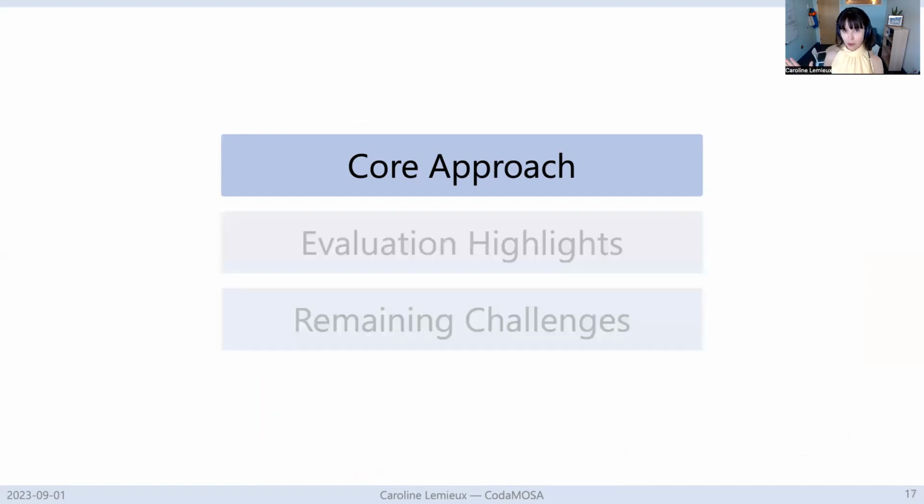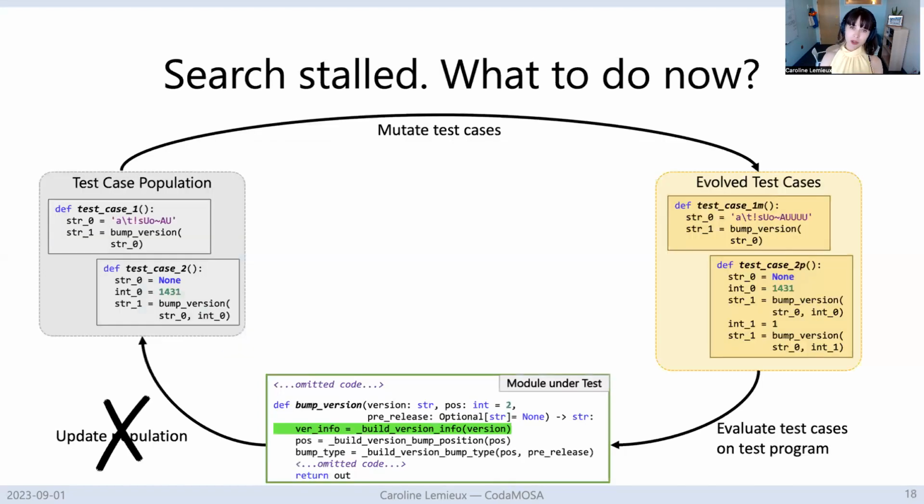So the core approach of CodaMOSA. Let's return to our nice example where we were trying to test this bump version function, which is provided by this module under test. And we are unfortunately unable to ever update the population because our mutated test cases never actually produce valid version strings.